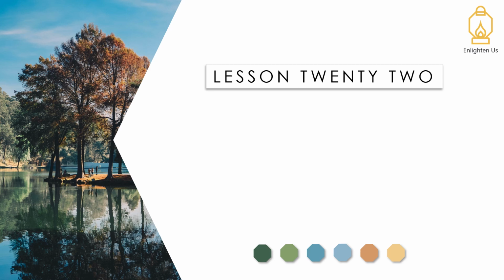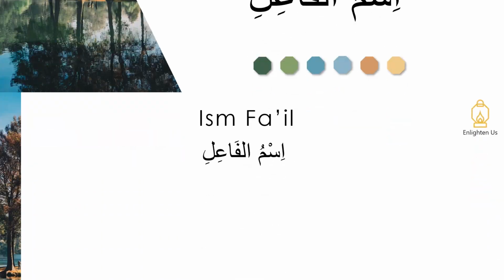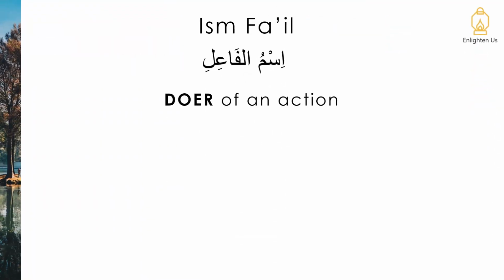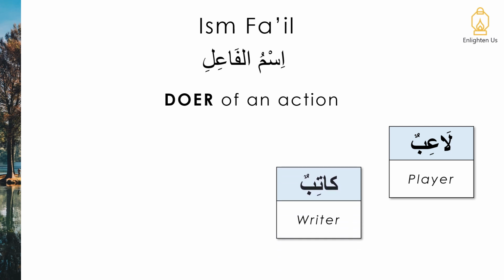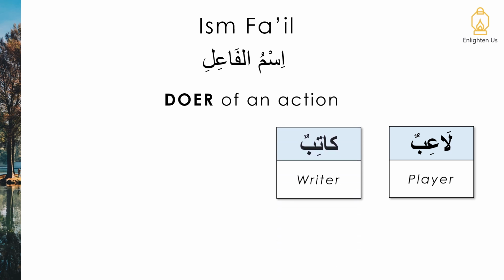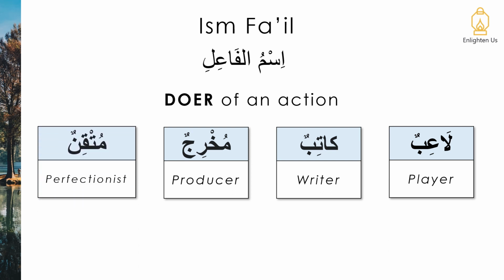You are joining us for lesson 22 and today we are looking at Ism Fa'il. Now Ism Fa'il is the doer of an action. Let's take a look at some examples. We've got La'ib, player, Katib, writer, Mukhrij, producer, and Mutqin, perfectionist.